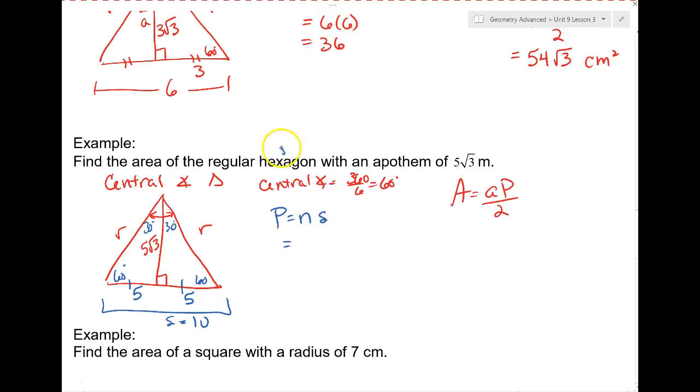All right, so let's get our perimeter. The number of sides, well, a hexagon has 6, so 6 times 10. I get that to be 60. We already have your apothem. Let's plug it into our formula. Our apothem is 5 root 3 times my perimeter of 60 all over 2. I get 150 root 3 square meters. The root 3 comes along.